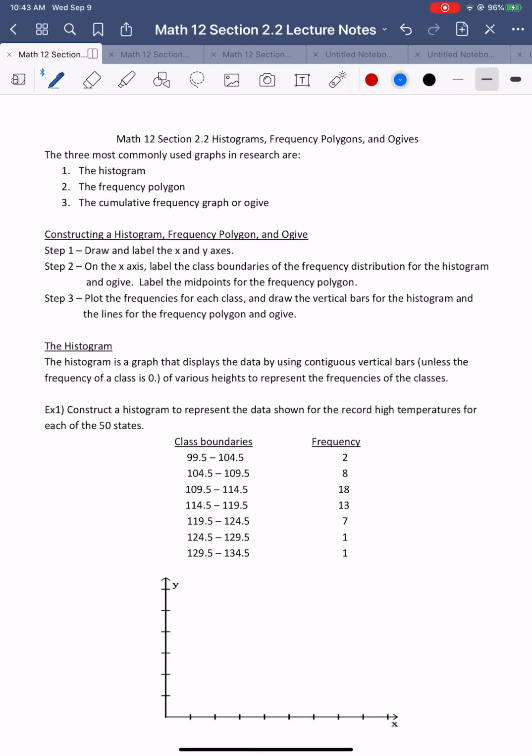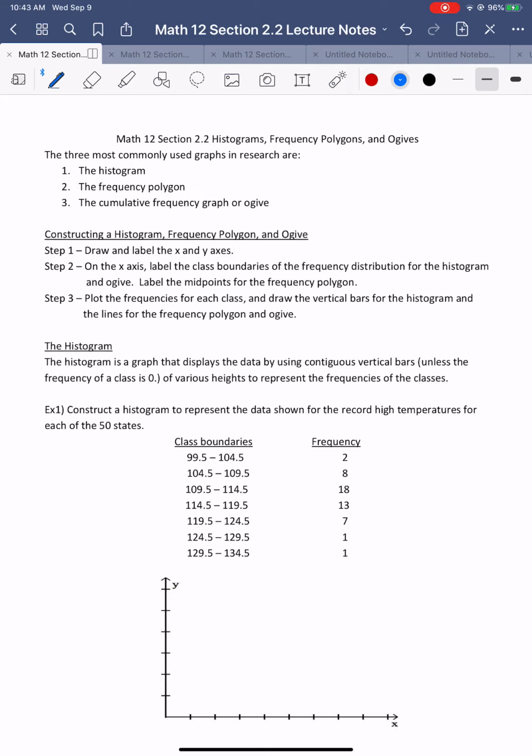So this is section 2.2. I'm going to talk about histograms, frequency polygons, and ogives. The three most commonly used graphs in research are the histogram, the frequency polygon, and the cumulative frequency graph, or ogive. So constructing a histogram, frequency polygon, and ogive, step 1, we draw and label the x and y axis.